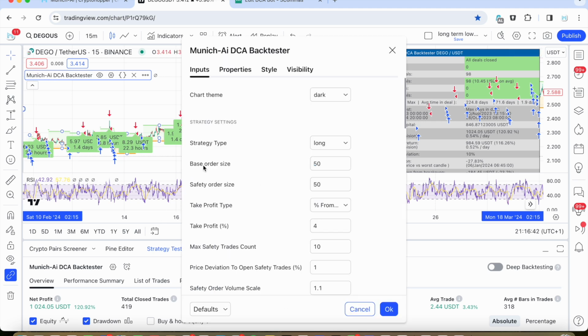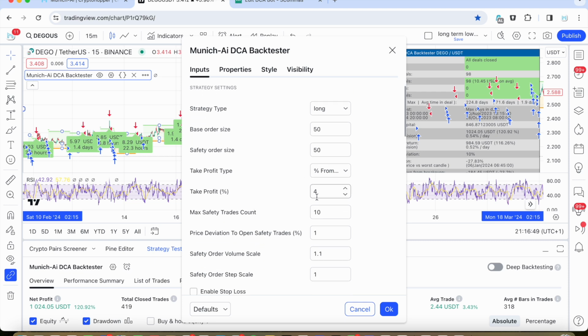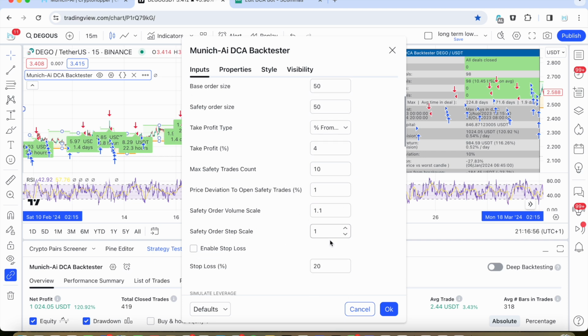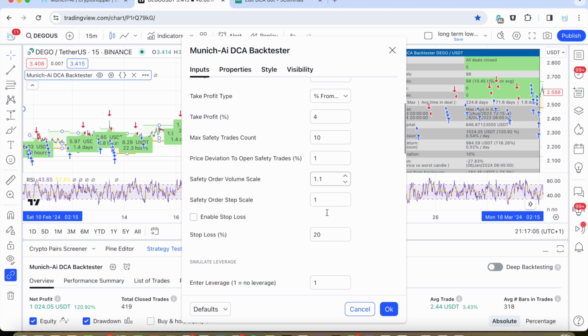So that's why I have the base order 50, the safety order 50, and you can also use 10. The take profit is 4, the max safety trades count is 10, price deviation 1, safety order volume scale 1, and safety order step scale also 1. This is just a range of downfall of 10%, of course, but with the volume scale, of course, we're moving down the average price quite strong.